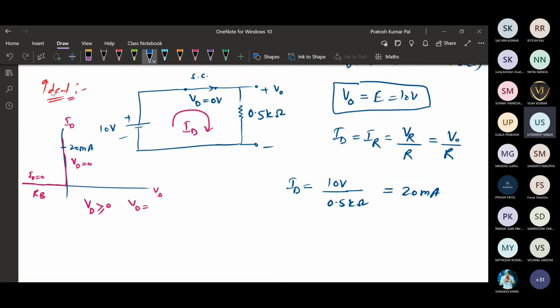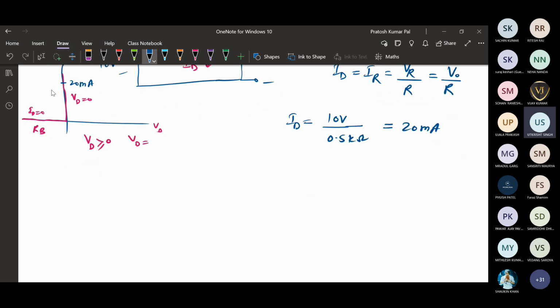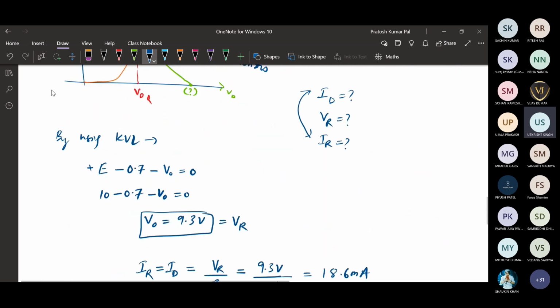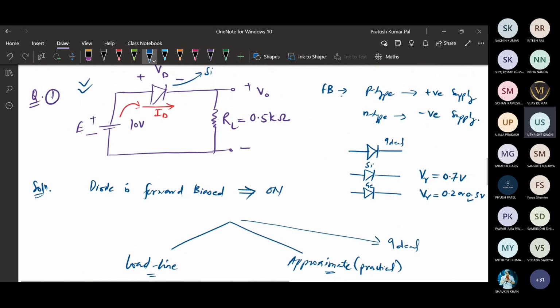Similarly, if we want to analyze the circuit in the reverse bias case, whatever reverse bias voltage we are applying, that same reverse bias voltage will appear across the diode also, because it is open circuit. So that we will see later. This is how the analysis can be done for a given circuit of a diode. So this is the given circuit.